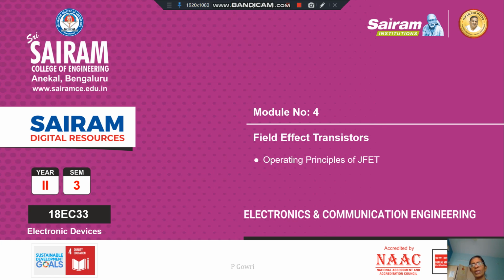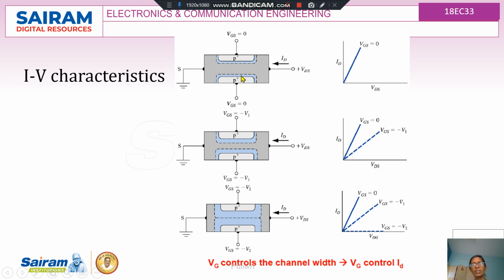Coming to the diagram on the VI characteristics of JFET, this is the construction of the JFET. Here, these two P regions are connected together and form the gate terminal, and the center region is the channel. The current will always flow from the source to the drain. Based on the applied voltage, we can study the properties and the operation of the JFET. Assume that initially I give VGS equal to 0.